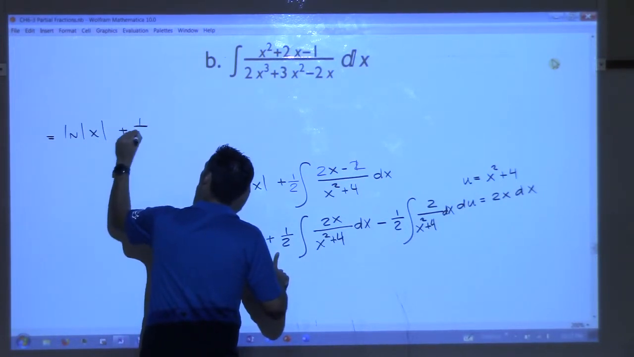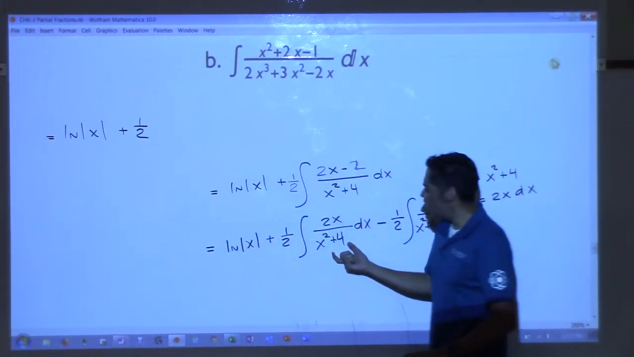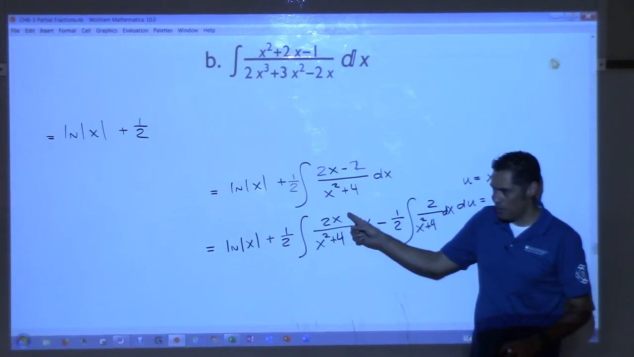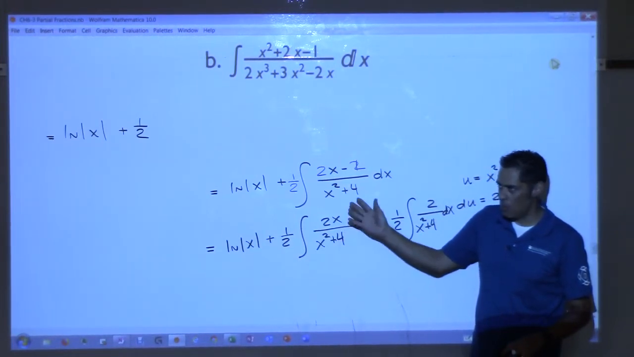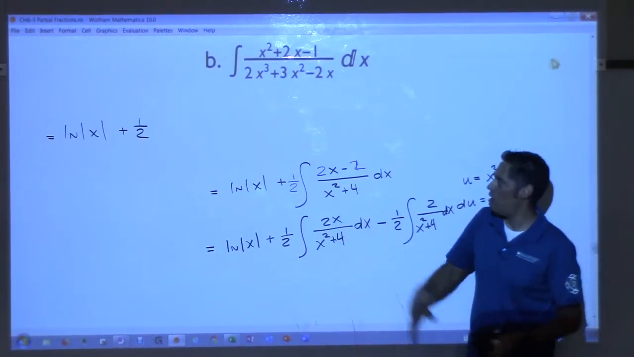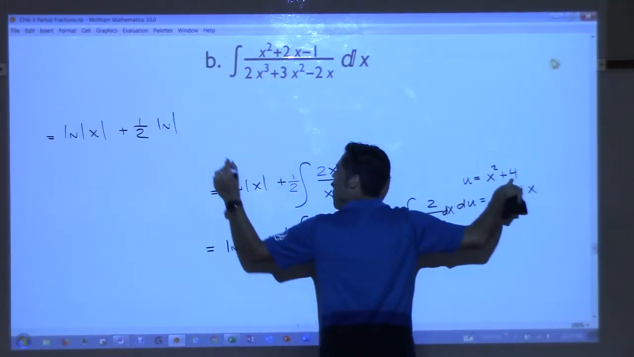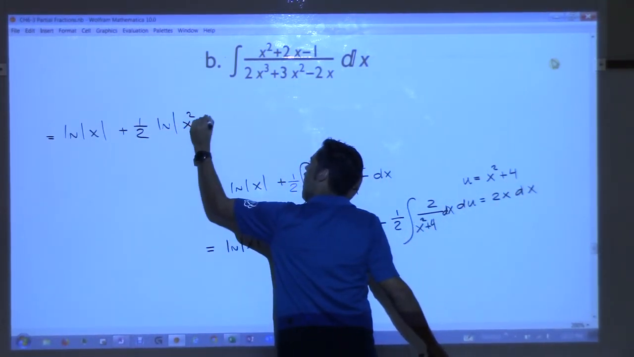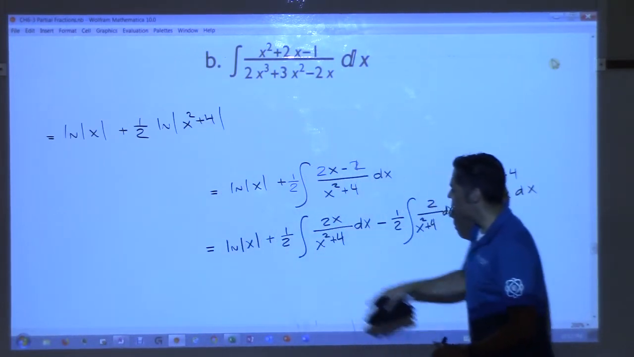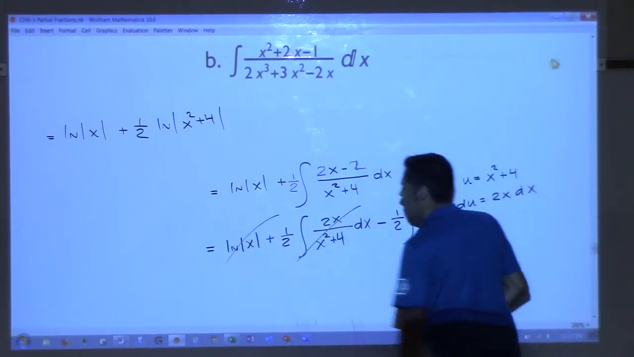Plus, let's see, 1/2. Okay, so this integral right here is going to be u on the bottom, du on the top, right? So this is just going to be 1 over u, natural log. Natural log of what though? Because our u is that, right? X squared plus 4. Okay, that takes care of that one. So we've got this done, this done.